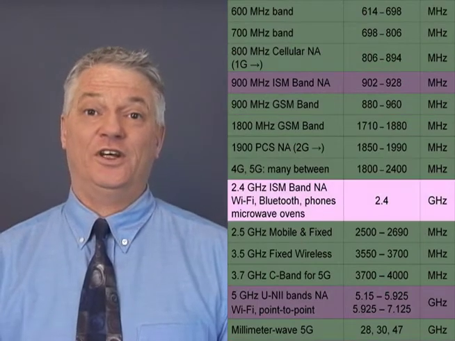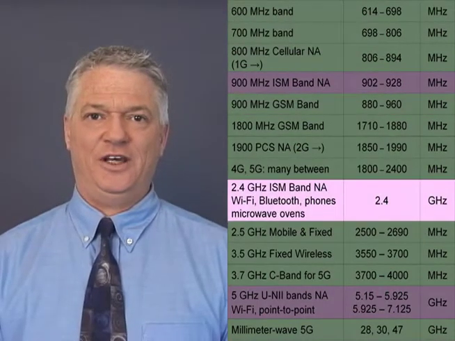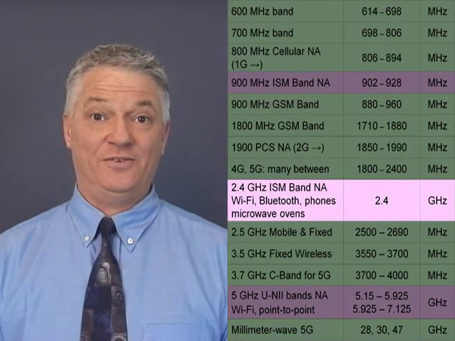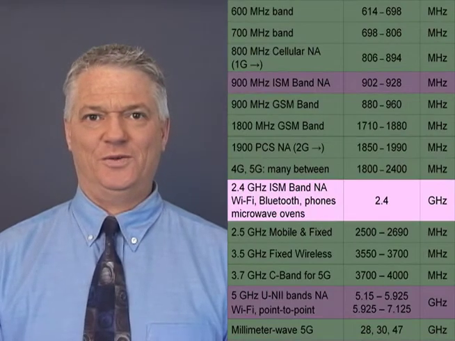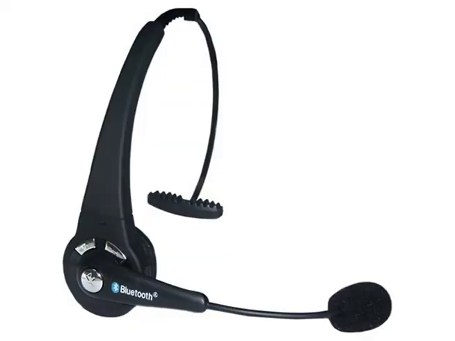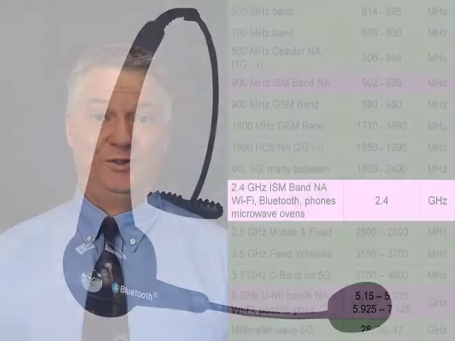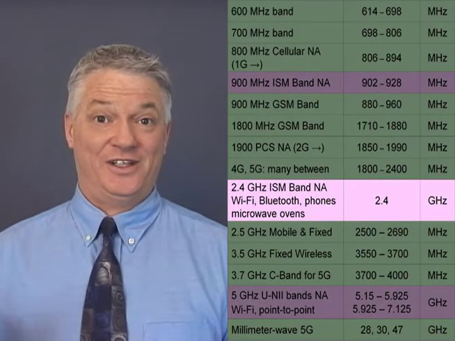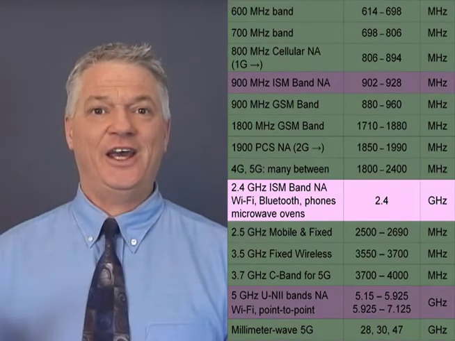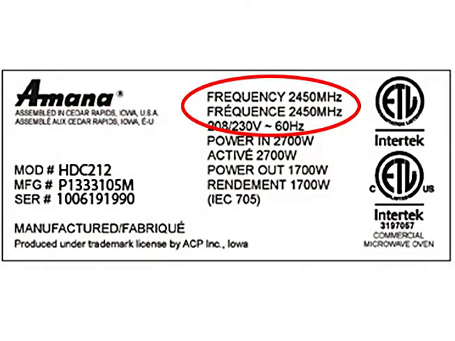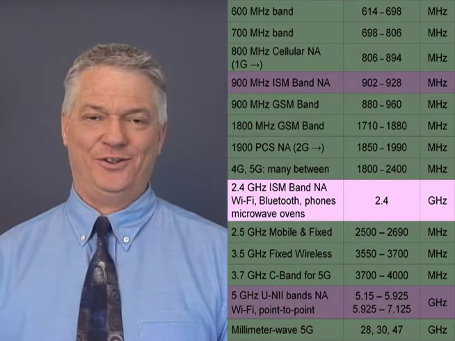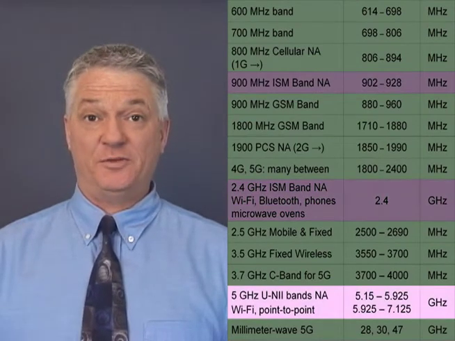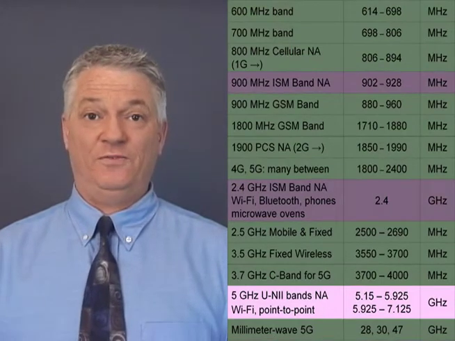At 2.4 gigahertz is another unlicensed band, and this one is used by many different devices because you don't need a radio license to emit energy at these frequencies. Bluetooth runs at 2.4 gigahertz, so do cordless phones, and we have wireless LANs running at 2.4 gigahertz, and microwave ovens run at 2.4 gigahertz. So there's a lot going on in the 2.4 gigahertz unlicensed band, and we're certainly going to discuss that later on in the course.